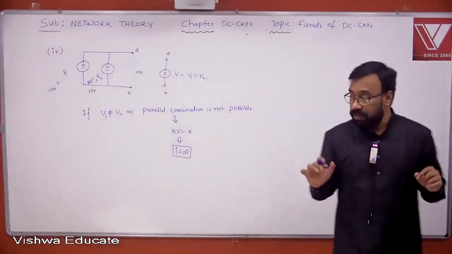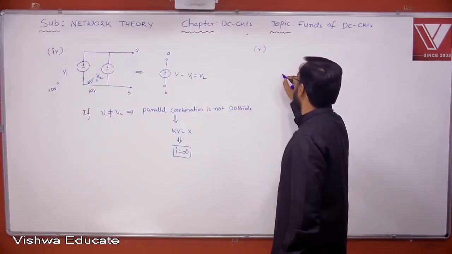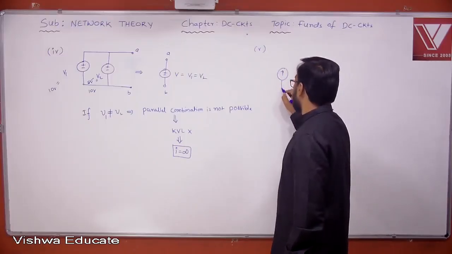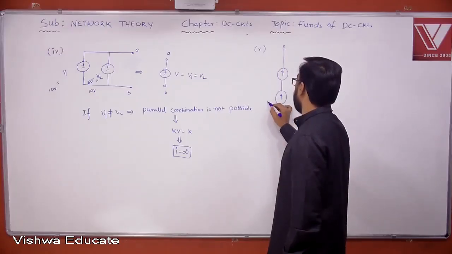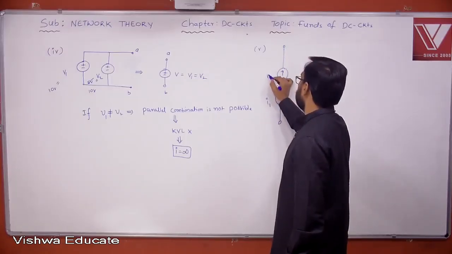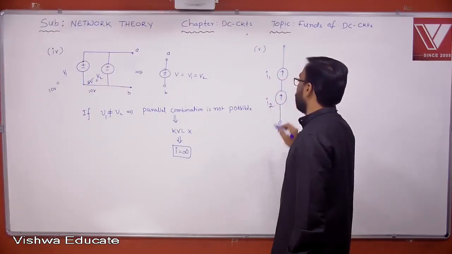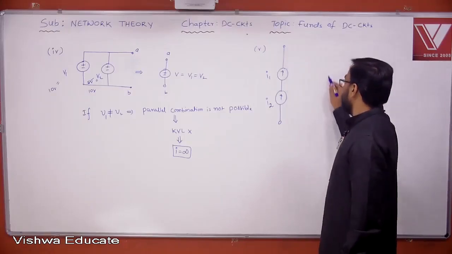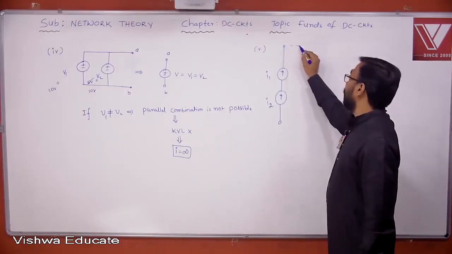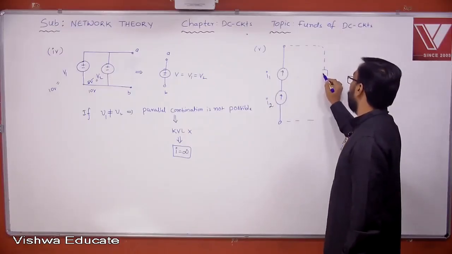Now, the fifth one. Similarly, series combination of 2 current sources. Assume that there is a load, otherwise it doesn't make any sense in opening the current source. You already know that.